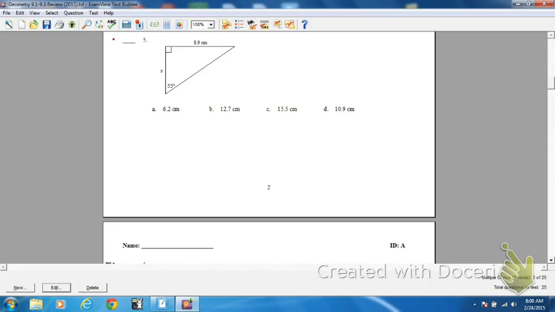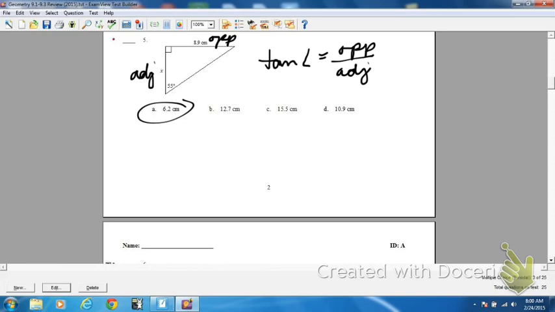Number 5, I'm just going to set that one up. That's another one where we have opposite and adjacent. So we want to use the tangent of an angle equals opposite over adjacent. You're going to fill that in and solve for x, and you should get A, which is 6.2.